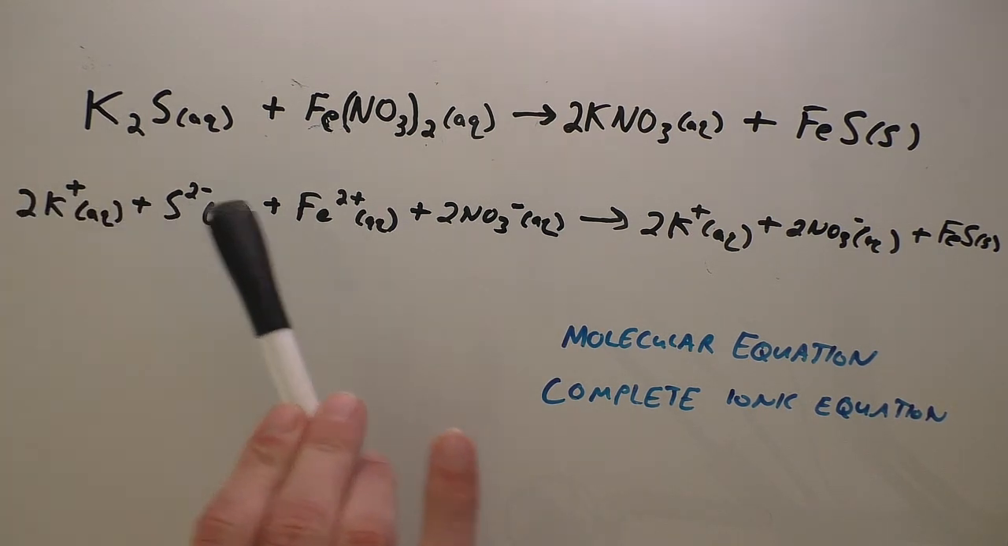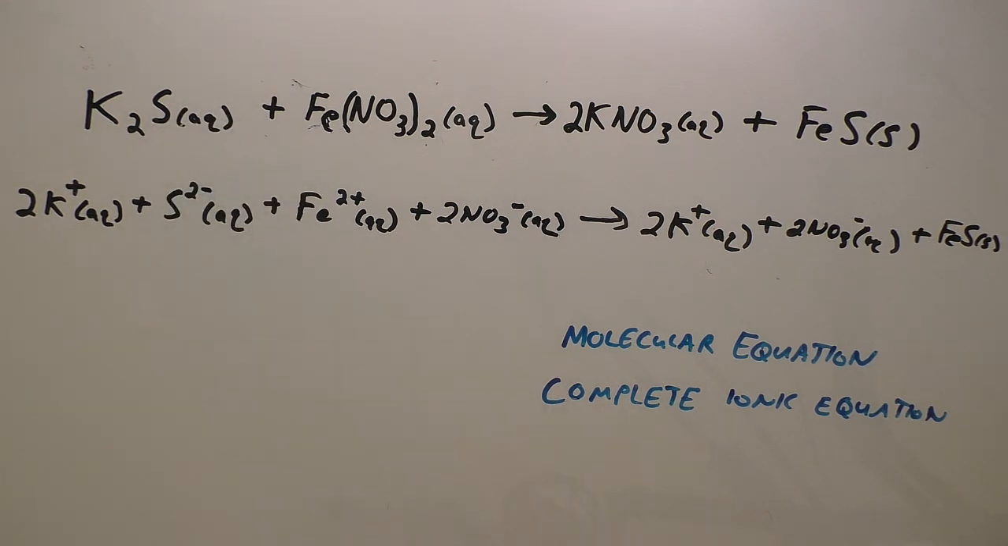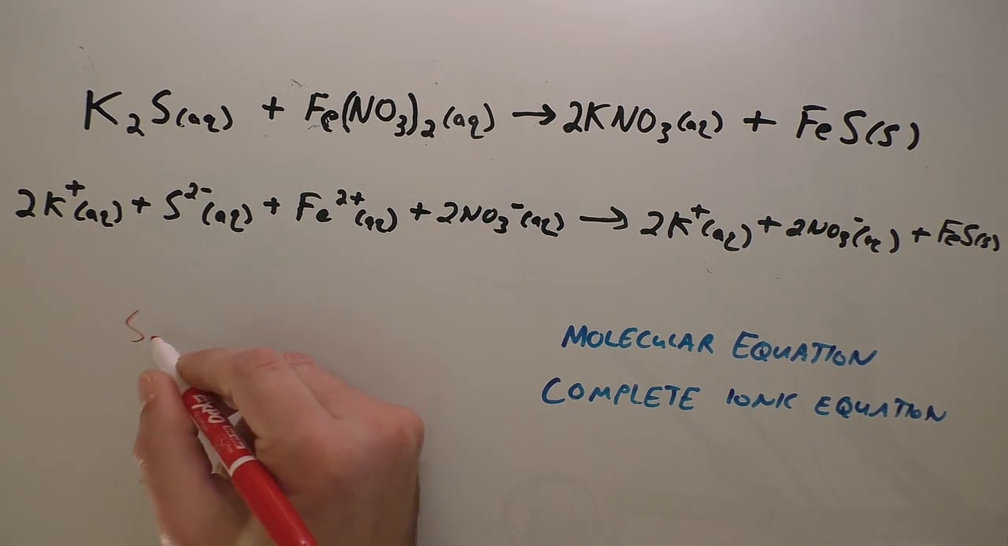So this equation that you see, this long thing with all of those aqueous ionic compounds busted up into their constituent ions, that is the complete ionic equation. So we can simplify this down further by recognizing that there are some ions that appear on both sides of the equation. And there's a name for these types of ions, and they're called spectator ions.